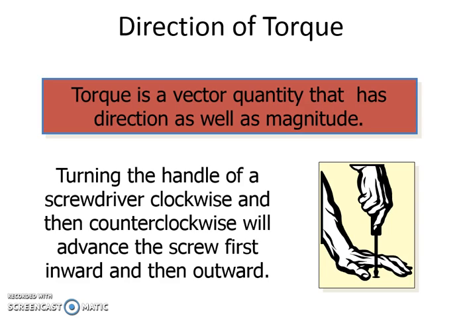So direction of torque. Torque is a vector quantity that has direction as well as magnitude. Turning the handle of a screwdriver clockwise and then counterclockwise will advance the screw first inward and then outward.